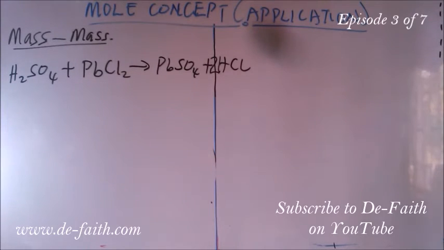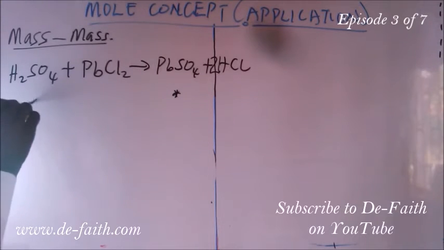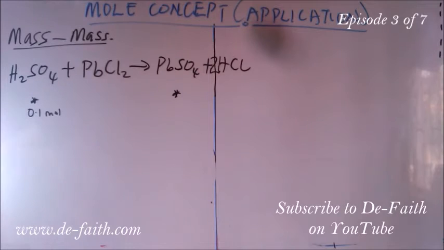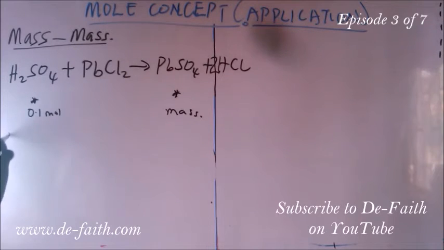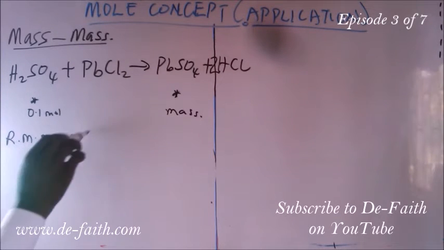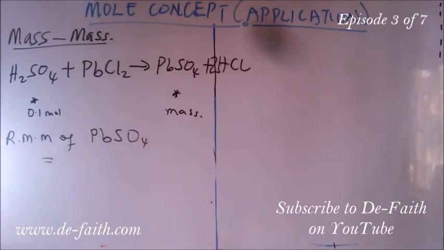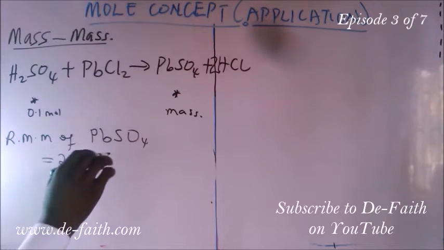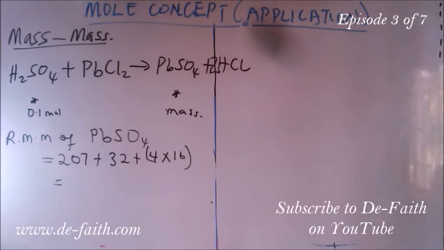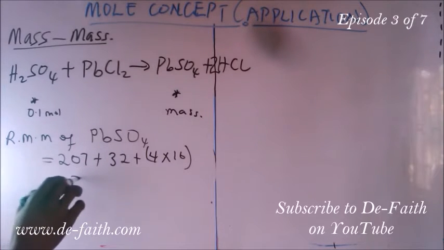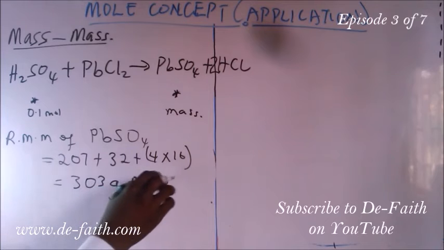Okay. Now, we're told that we should calculate the mass of lead-2 tetraoxosulfate 6, which is this, formed when 0.01 mole of tetraoxosulfate 6 acid, which is this, and we're given 0.1 mole. Alright, react with that. So we need the mole to the mass. Now we look for the relative molecular mass of PbSO4. Lead has 207 grams, sulfur is 32 plus 4 times 16 of oxygen. When we add all this, it produces 303 grams of PbSO4.